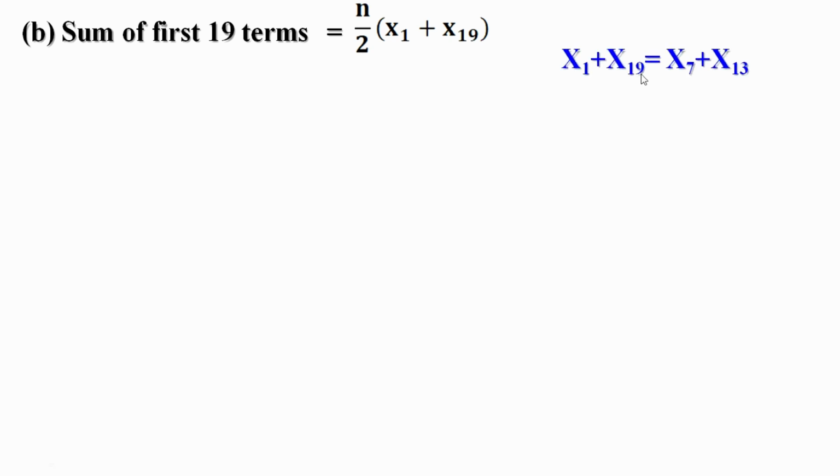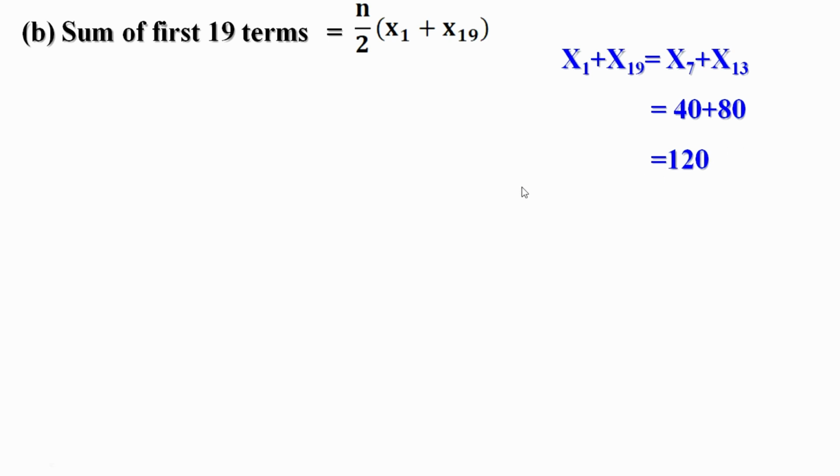Look at the position sum. 1 plus 19, that is 20. So whenever the position sum is 20, the sum of the terms are also equal. Therefore, first term plus 19th term equal to 7th term plus 13th term, and that is equal to 40 plus 80, or that is equal to 120.